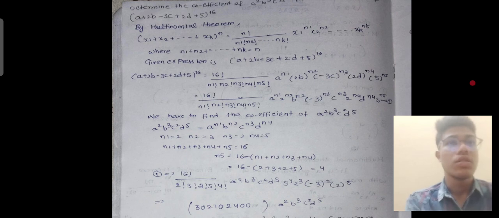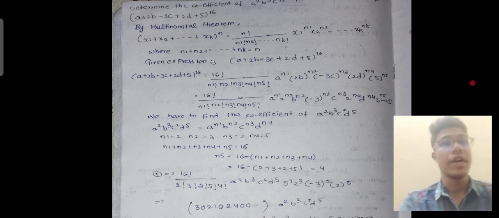Here by using the multinomial theorem, the formula is (x1 + x2 + and so on + xk) whole power n equals n factorial by n1 factorial, n2 factorial and so on nk factorial, into x1 power n1, x2 power n2 and so on xk power nk, where n1 + n2 + and so on + nk equals n. The given expression for the question is (a + 2b - 3c + 2d + 5) whole power 16.